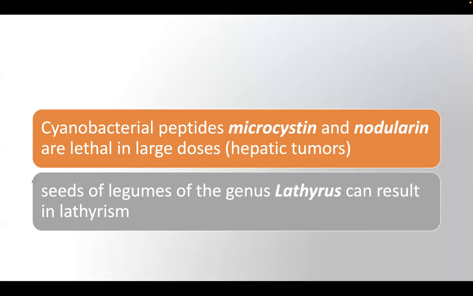There's also a mention in Harper's of microcystine and nodularine. What are these two substances? These are considered to be cyanobacterial peptides. When these cyanobacterial peptides are present in large doses, they can cause hepatic or liver tumors.